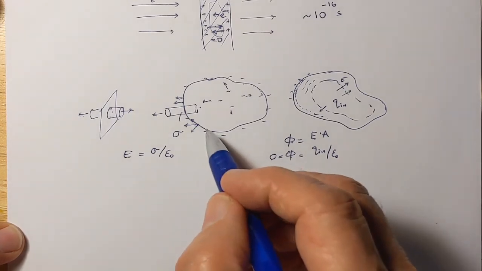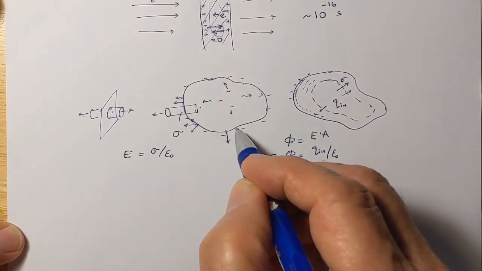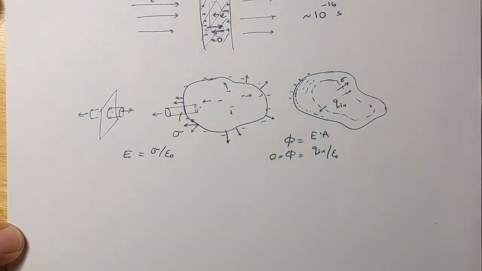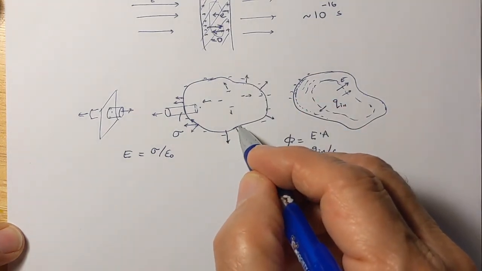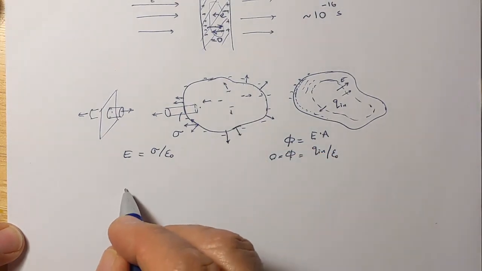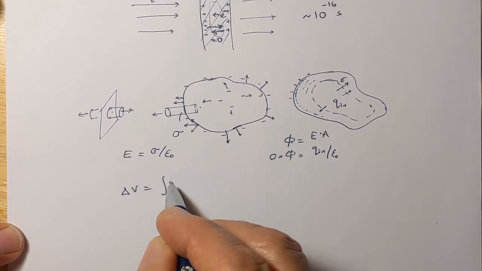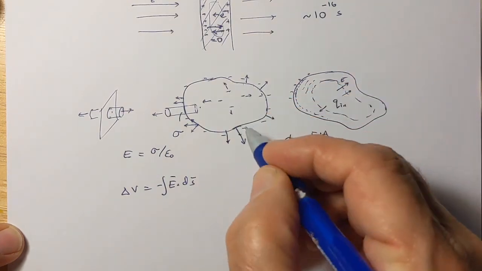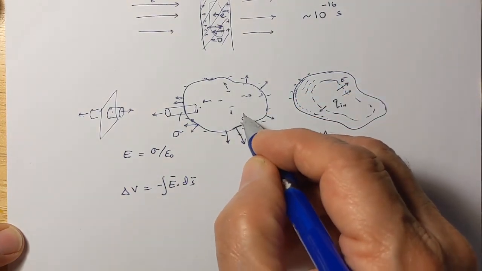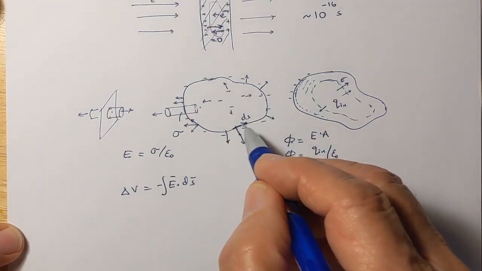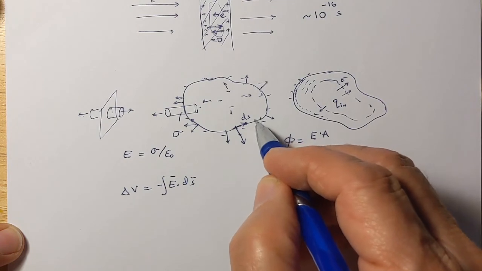Now, because the electric field is always pointing outwards, so this is the surface. If we take the delta V as the integral of E dot ds, and E is this way and ds is this way, we're doing the delta V from a point here to here, or the delta V between 2 points on the surface.